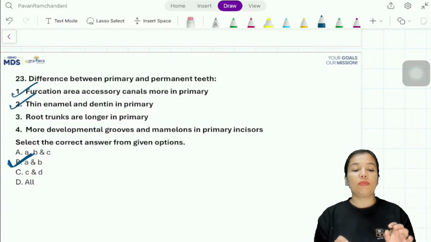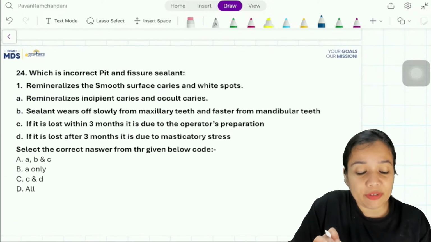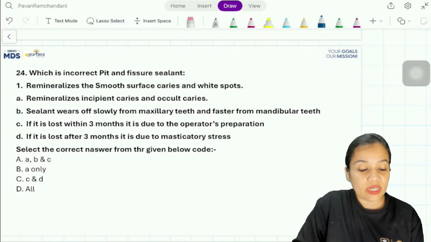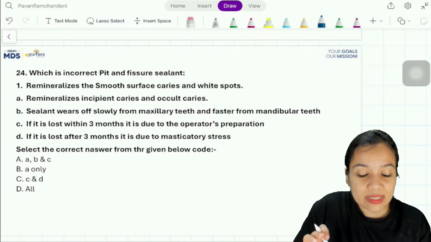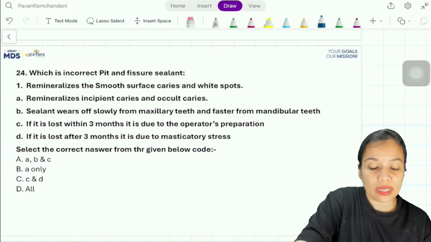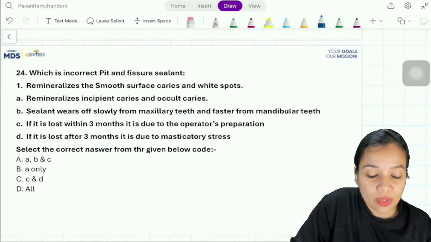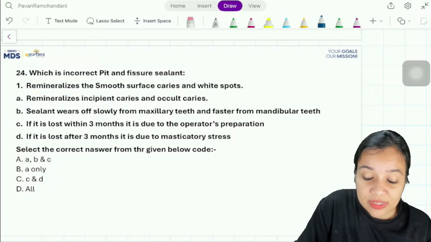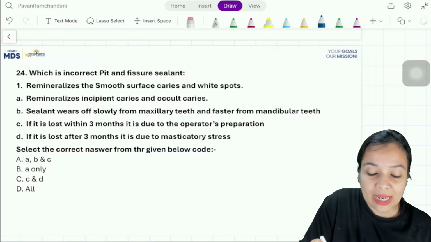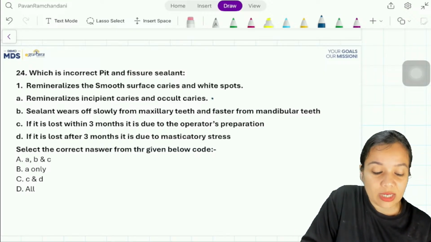Now we have question number 24 that says, which is incorrect about pit and fissure sealants? So what they've given is, remineralizes the smooth surface caries and white spots. Then, remineralizes incipient caries and occult caries. Yes, it does. It remineralizes the incipient caries and occult caries.